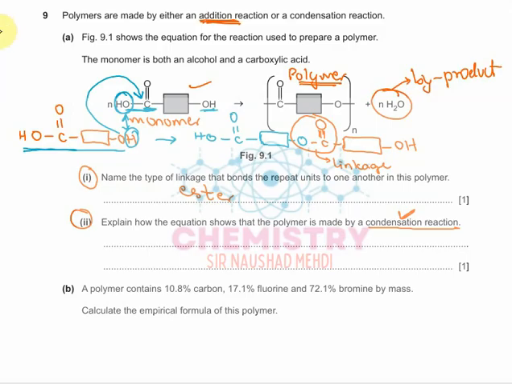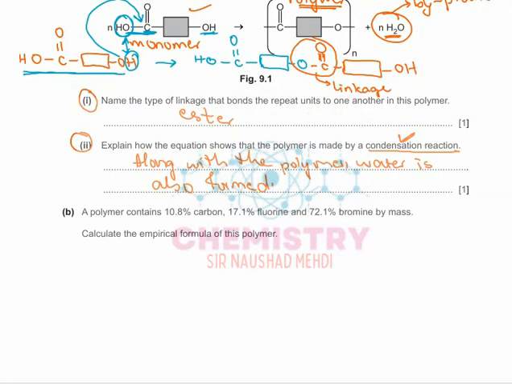As you can see in the equation, the water is being formed, so that's why we are calling it a condensation polymerization. So here we're going to write the answer that along with the polymer, water is also formed. That's why we are calling it a condensation polymer or a condensation reaction.